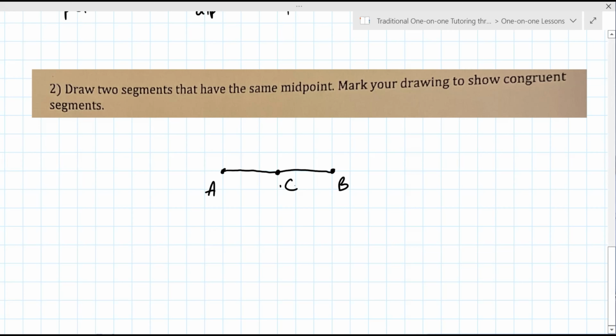Okay. Anything come to mind? Um, oh wait, I got it. I got it. What about a ray? Nope. It's just another segment. So for example, like this. Okay, that right there. Okay, yeah. Let's put that.